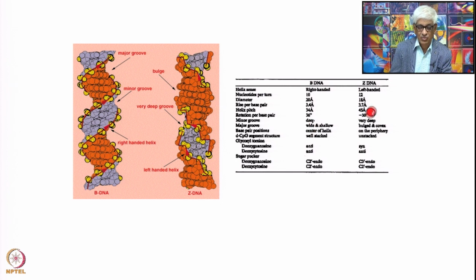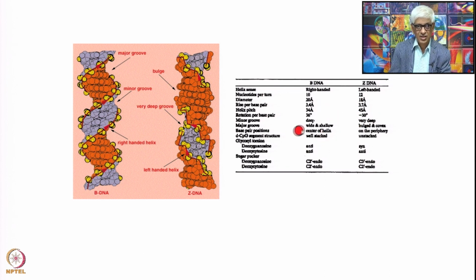and this is minus 30. What is minus 30 degrees? Because it has to go in the negative sense, because it is a left handed DNA. If I take the right handed rotation as positive, the left handed rotation will be negative, and therefore it is minus 30, because 36 into 10 is 360 degrees, which makes a complete turn, and minus 30 into 12 makes it 360 degrees as well.